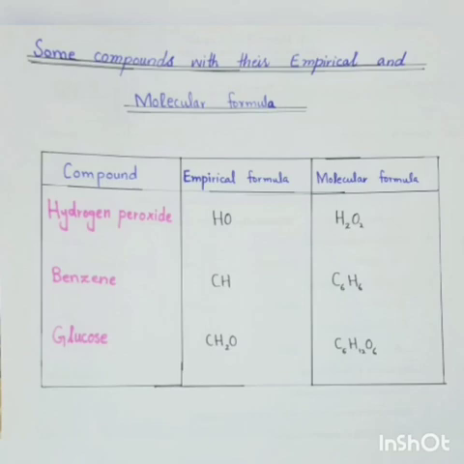As we have done earlier, the empirical formula of benzene is CH and molecular formula of benzene is C6H6. While glucose, its empirical formula is CH2O, while molecular formula is C6H12O6. That's all for today. You have to write empirical formula and molecular formula in your folders and learn it.